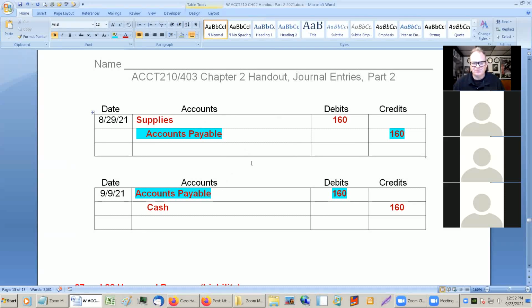Question on that? So here you're putting the liability on the books because you owe somebody, and then here you're taking it off. If you look at the transaction itself, though, when it's complete, what did you do? You bought supplies, and you ended up paying cash for them in the end, not immediately, but so supplies and cash.